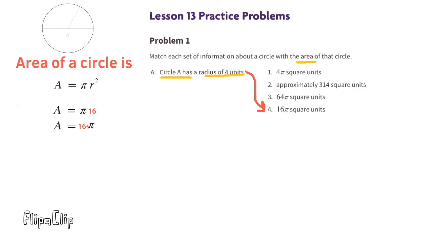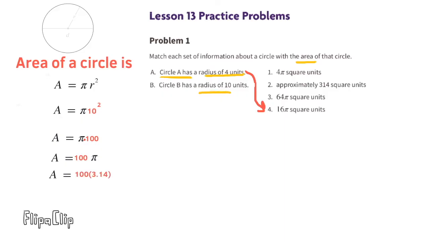This matches with number 4. 16 times pi square units. B. Circle B has a radius of 10 units, so the area for circle B is pi times 10 squared, or pi times 100. Since pi is approximately 3.14 and we multiply 3.14 by 100, the area of circle B matches with 2, approximately 314 square units.